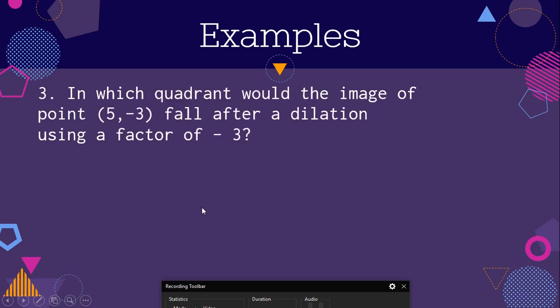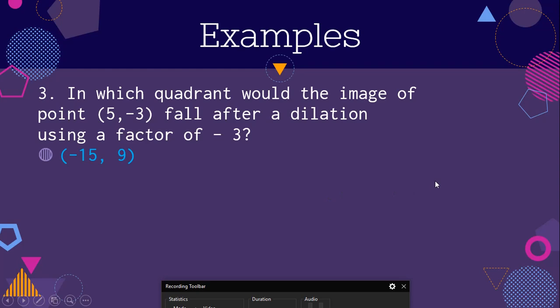In example 3, they want to know which quadrant the image of (5, -3) would fall in after a dilation using a factor of -3. Let's apply the rule. We're going to multiply 5 and -3 by the scale factor. So my new location will be at (-15, 9).